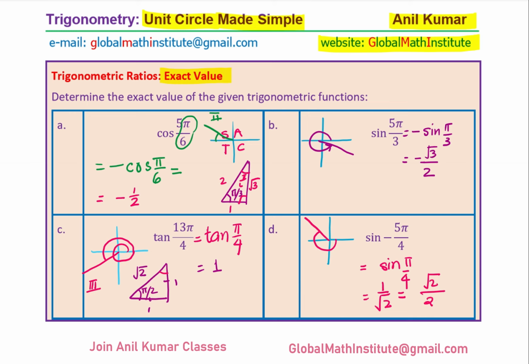Makes sense? So that is how we are going to find the exact values of these trigonometric ratios when we are given measurements in radians. Perfect? I hope that makes sense.